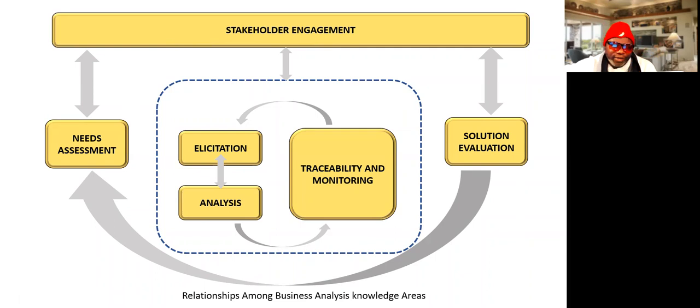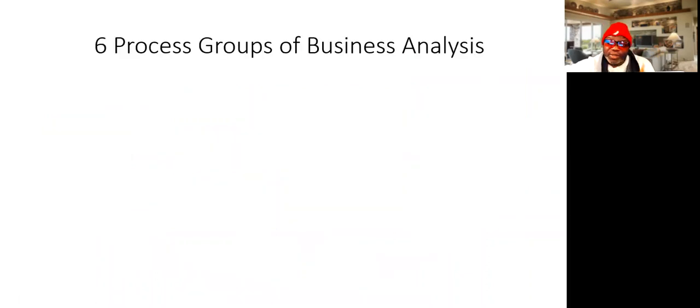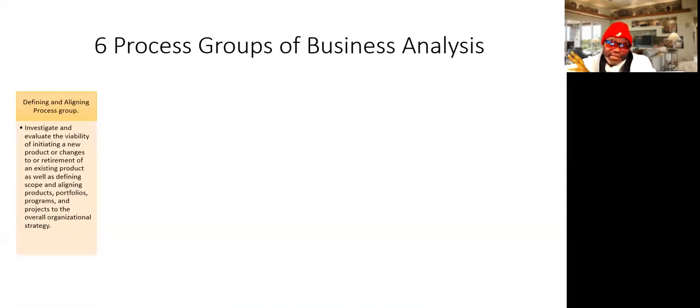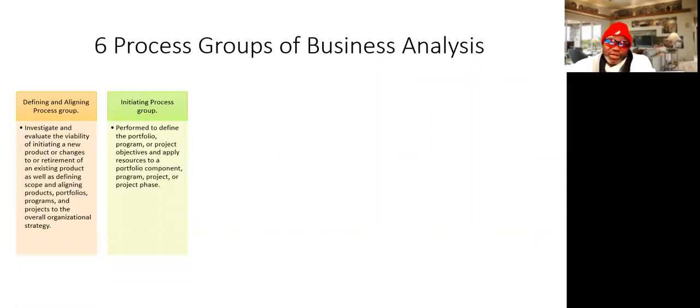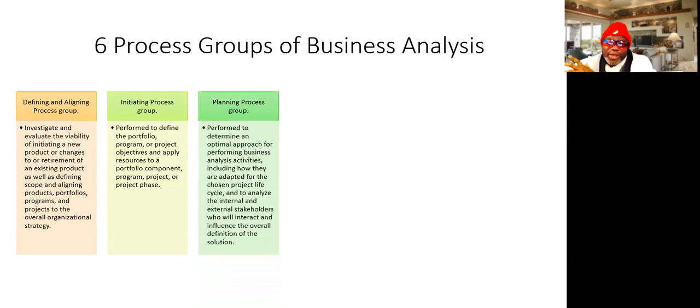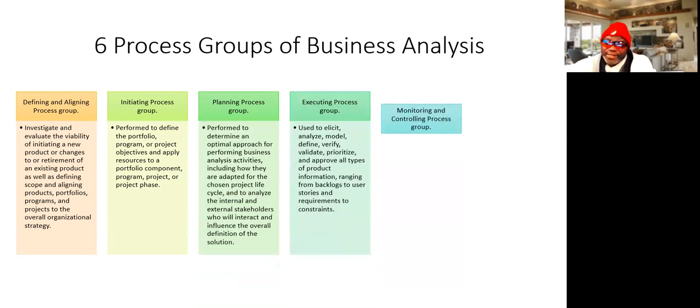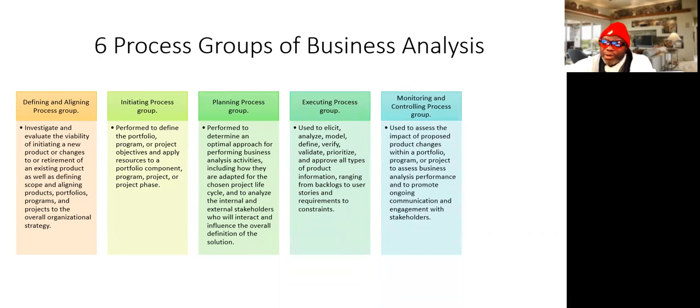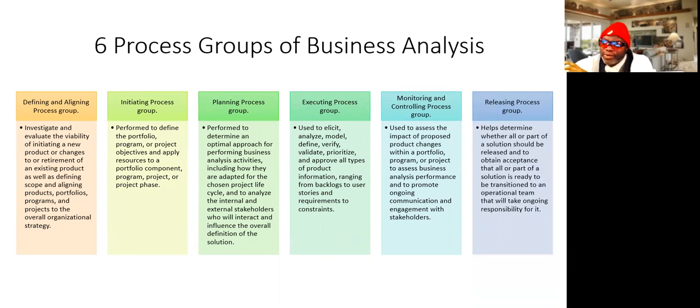So at a very high level, let's talk about the process groups, because there are process groups in business analysis. We have define and align. That's the first one. Then we have the initiating process group, which makes sense because we know this from project management. It's performed to define what we're doing. Then we have the planning process group to plan, the executing process group to execute, and the monitoring and controlling process group, used to assess the impact of the proposed product changes. And lastly, the releasing process group. It helps determine whether all or part of a solution should be released.